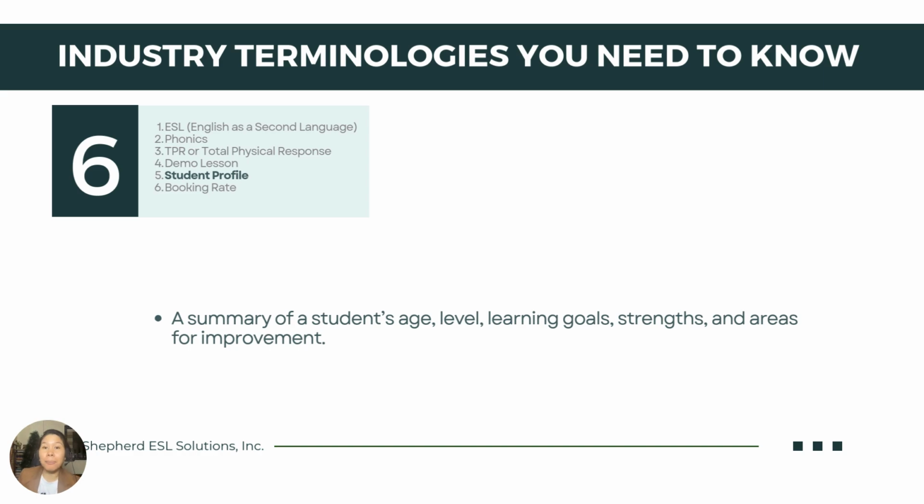Number five, student profile. It's quite direct to the point, but it's a summary of a student's information like the age, the level, the learning goals, the strengths, and areas for improvement. Sometimes, for example, some companies would mention this is the student's profile. It's important for the online English teacher to know the student's profile so that they can know how to effectively facilitate the lesson with the student. They know the level, the hobbies, the age, and the learning goal of the student. So again, that's student profile.